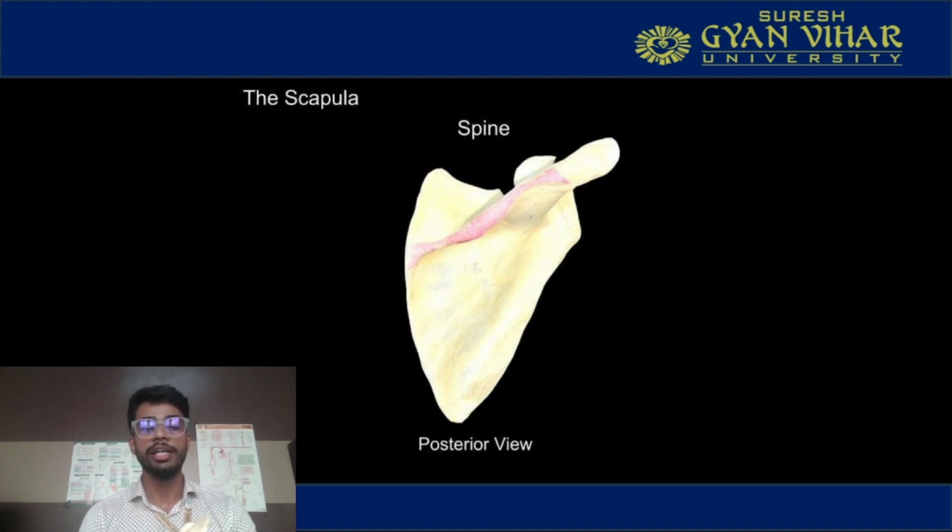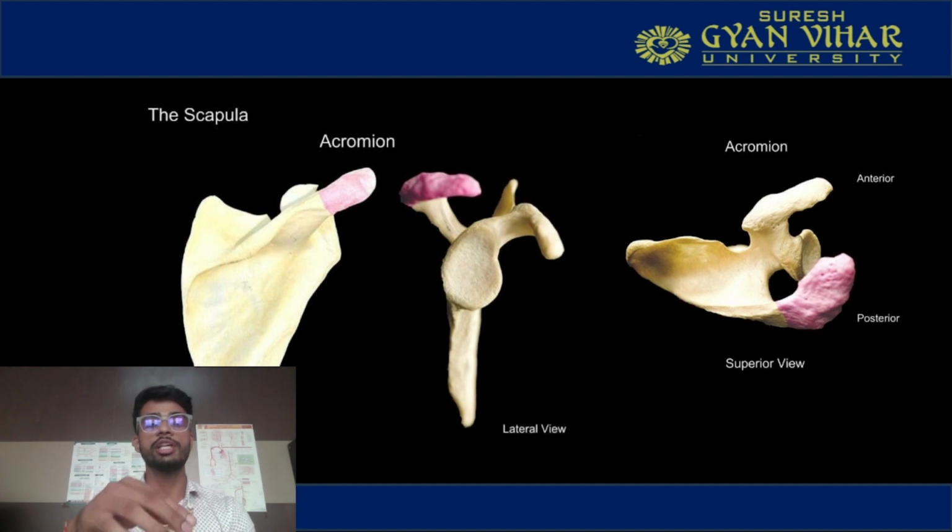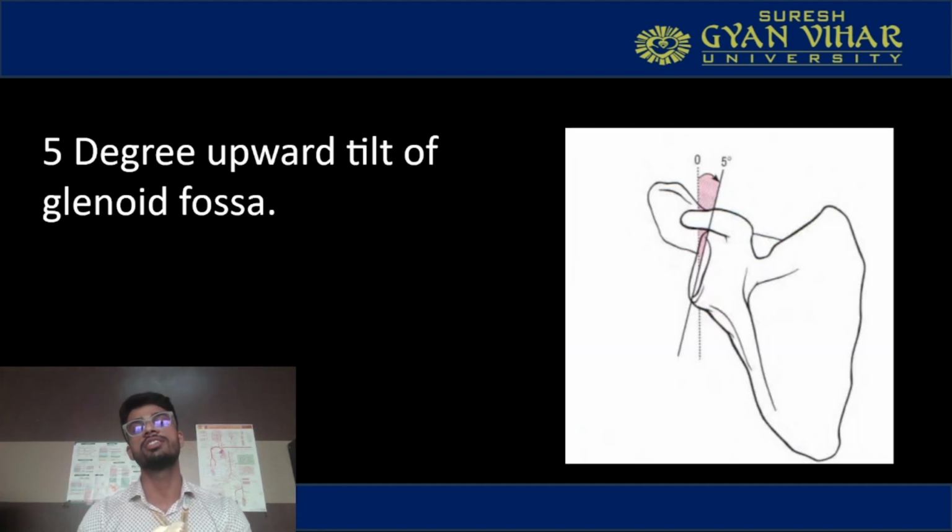Now there is this spine. As I told you earlier also, the spine divides the dorsal surface into the supraspinatus fossa and the infraspinatus fossa. This is the spine. Then this spine continues and forms the acromion. This part is known as the acromion of the scapula.